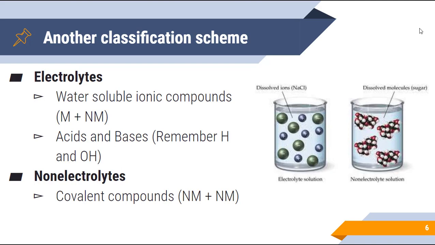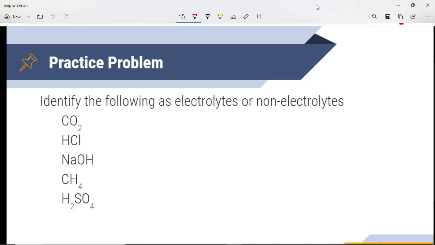Non-electrolytes would be pure covalent compounds, so two nonmetals that are put together that's not an acid or base. Be careful because acids and bases, particularly acids, do look like non-electrolytes. But remember, if it starts with that hydrogen, you know it's an acid and you know it's an electrolyte. So our first goal here is to identify the following as electrolytes or non-electrolytes. Let's keep in mind that electrolytes have to be ionic or acid/base. Okay, and non-electrolytes are covalent.